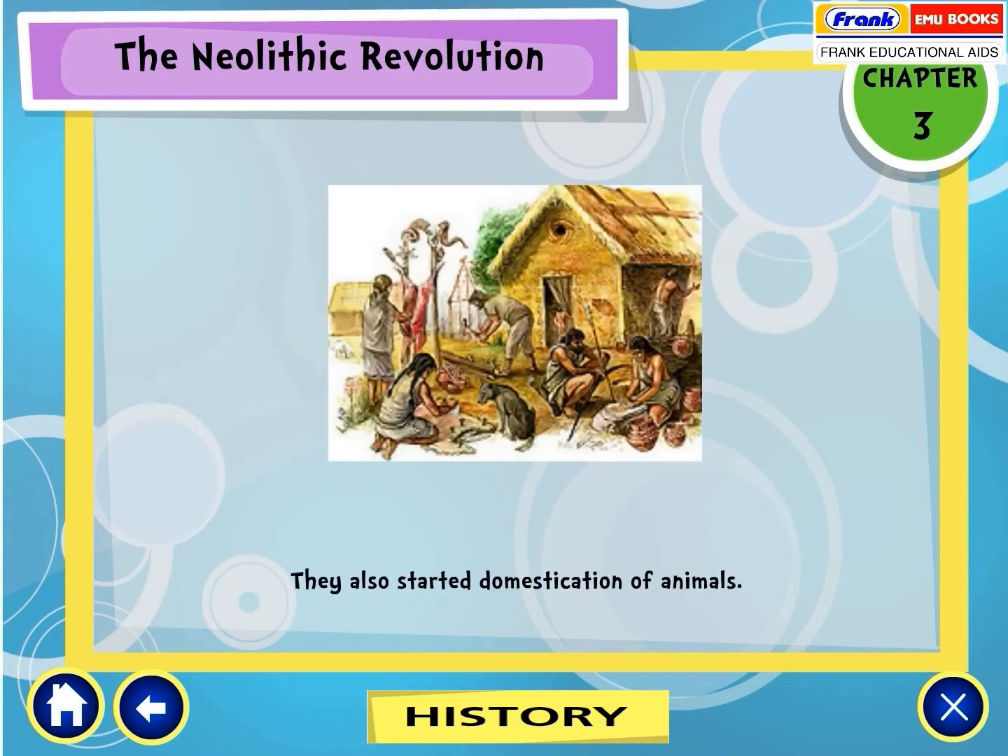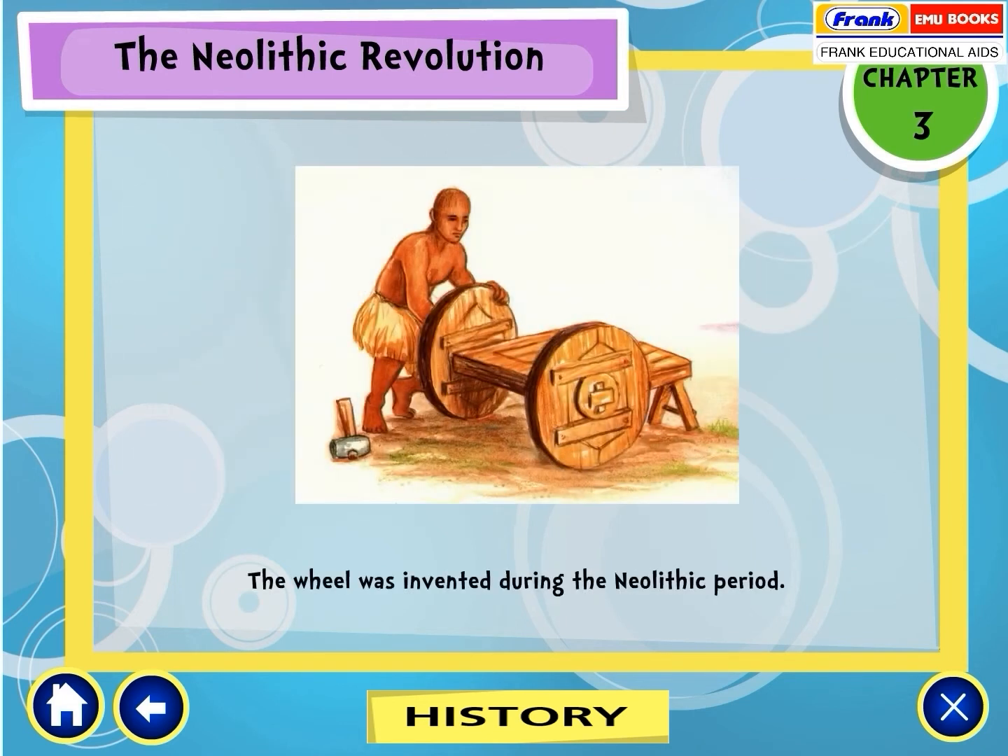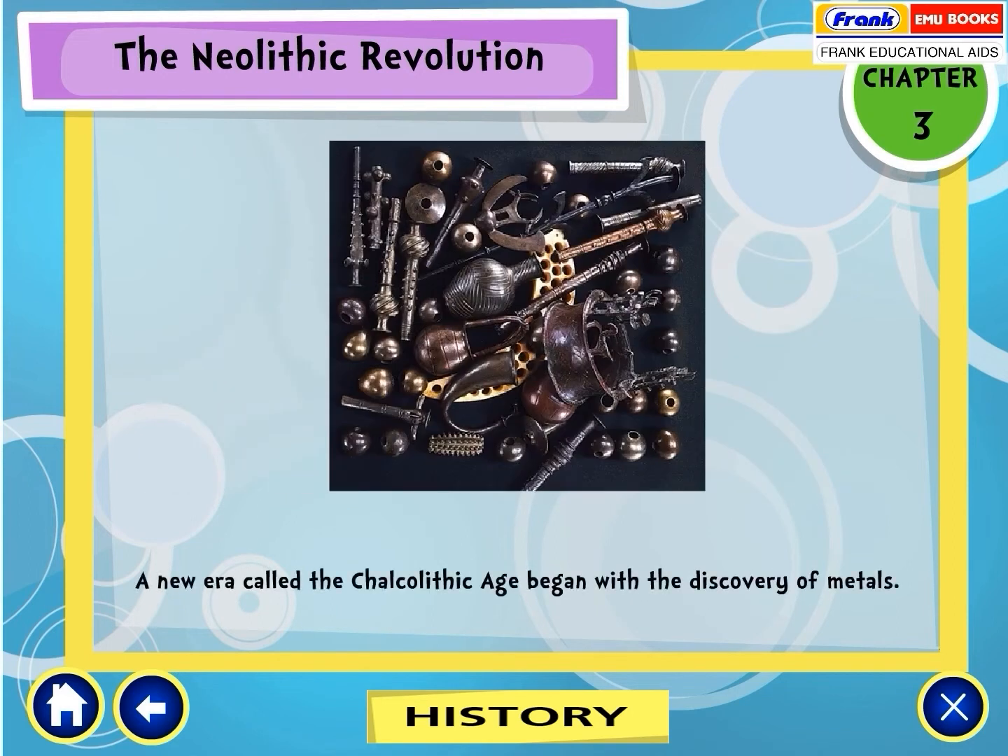With the advent of agriculture, man started working together and lived in groups in huts beside rivers and lakes. They also started domestication of animals. The wheel was invented during the Neolithic period. A new era called the Chalcolithic Age began with the discovery of metals.